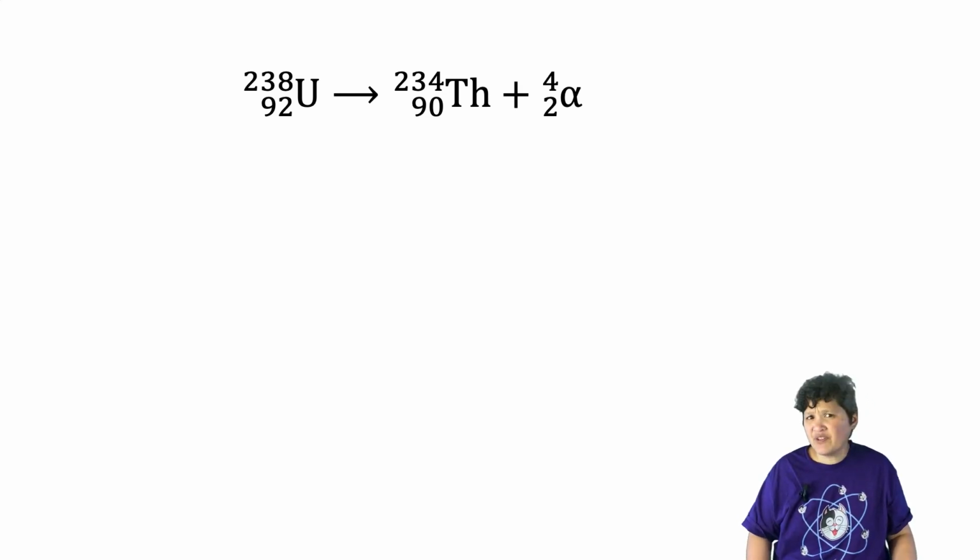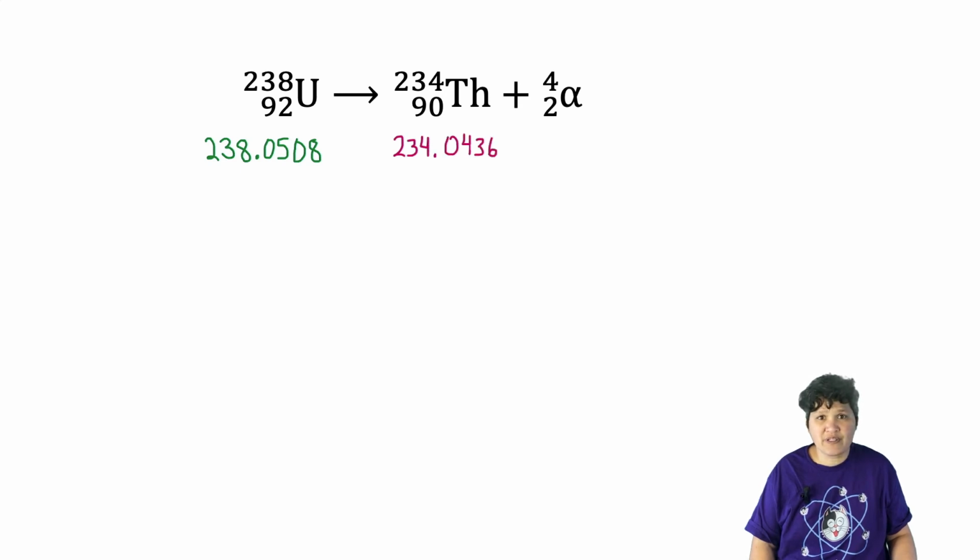This time around, even though we won't be counting up numbers of nucleons, we can still use a mass defect in conjunction with the Einstein equation. What we're going to do here is look up the masses of the isotopes in our equation. Uranium-238 has a mass of 238.0508. Thorium-234 has a mass of 234.0436. And our alpha particle, which is really a helium-4 nucleus, has a mass of 4.0026.